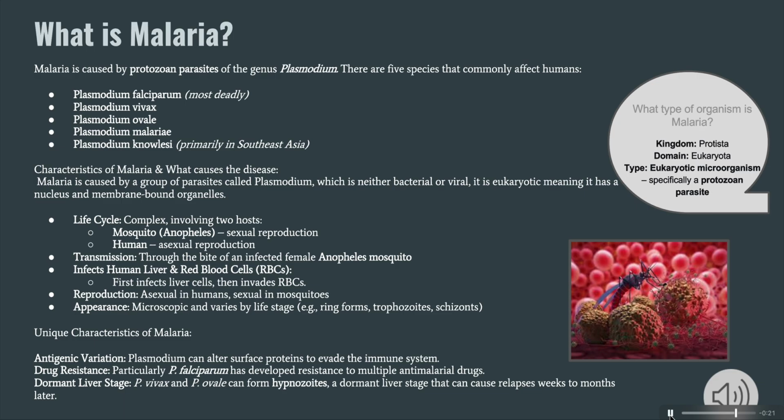Some unique characteristics of malaria include Plasmodium can alter surface proteins to invade the immune system. Particularly, P. falciparum has developed resistance to multiple anti-malarial drugs, and P. vivax and P. ovale can form a dormant liver stage that causes relapses weeks to months later.